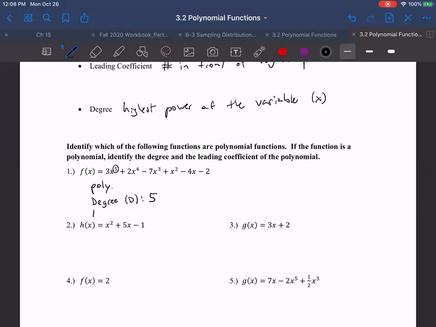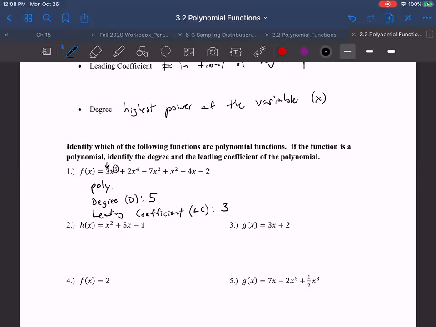And then my leading coefficient, which I'm just going to write LC from now on, is going to be this 3. It's right in front of that leading term that had that x to the 5th in it. That's our highest power. So I just grabbed that number right out in front. That's the coefficient. And so it has a leading coefficient of 3.